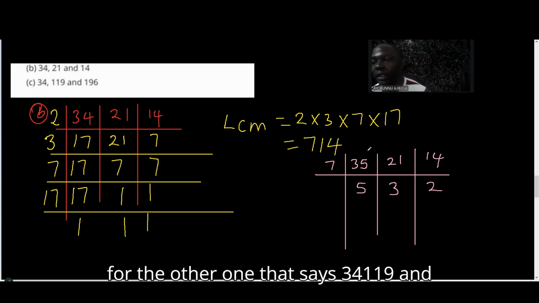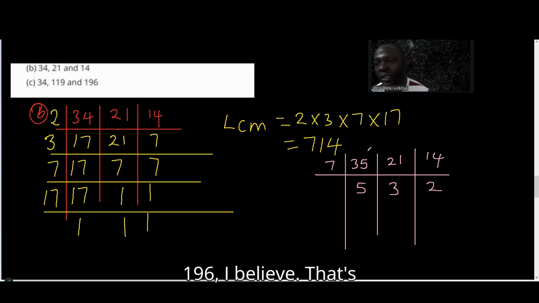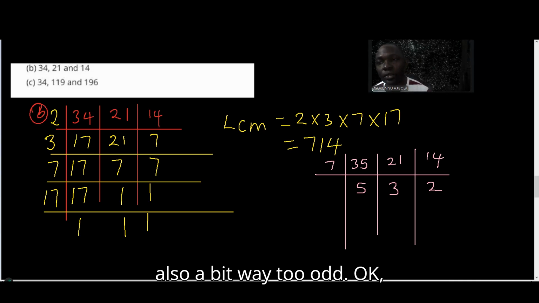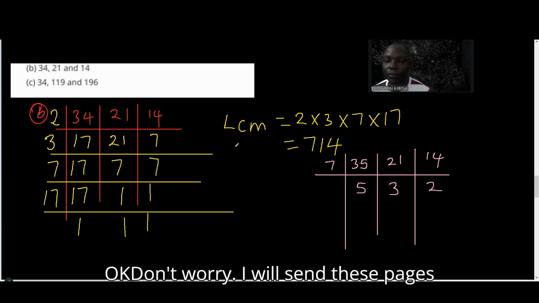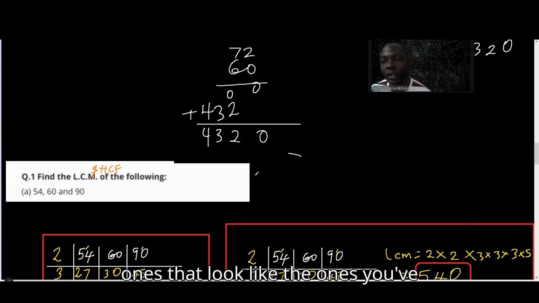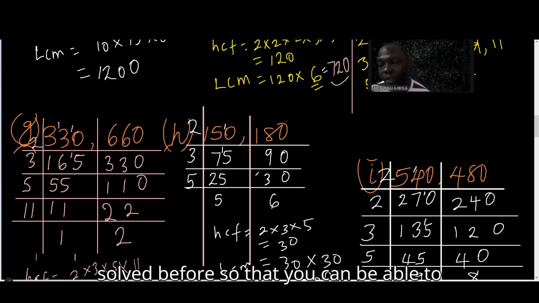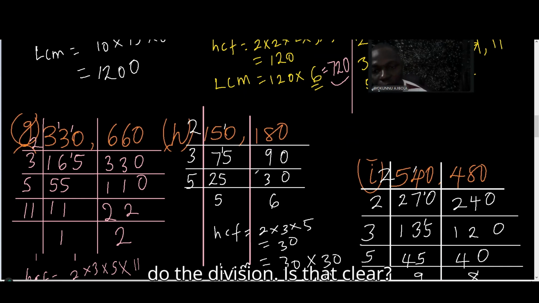And for the other one that says 34, 119, and 196, I believe that's also a bit too odd. Don't worry. I'll send these pages over. Then I'll try to give you the ones that look like the ones you've solved before so that you can be able to do the division. Is that clear?